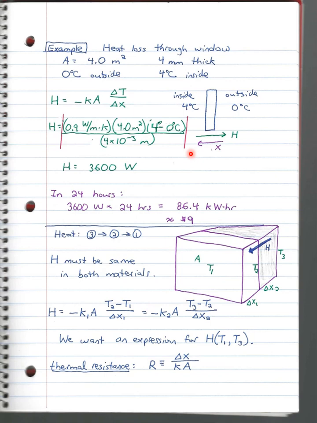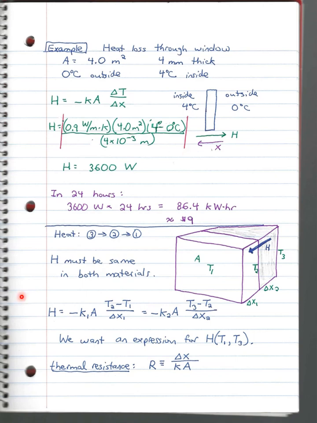Now you compare that with 100-watt light bulbs, pretty bright incandescent light bulbs, 36 of them running all the time. That's pretty significant. Now, in 24 hours, 3,600 watts times 24 hours, that is, over a 24-hour period, 86.4 kilowatt hours.